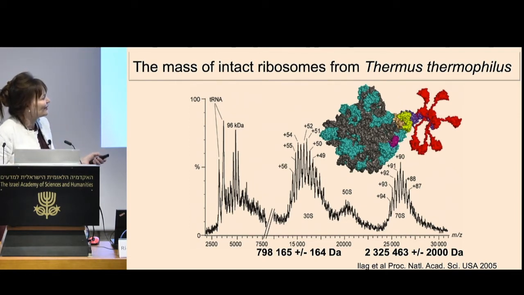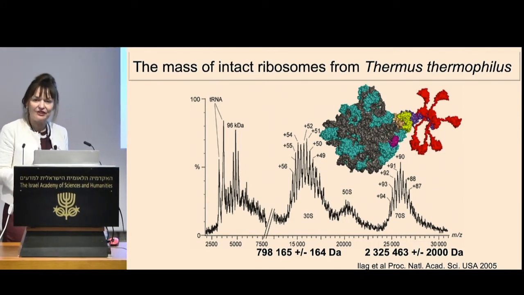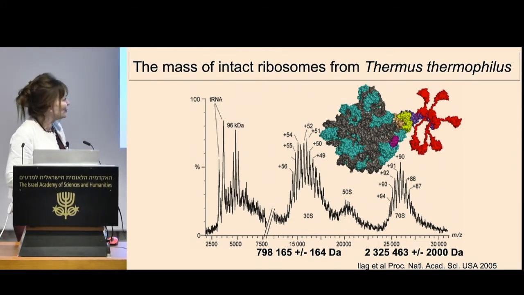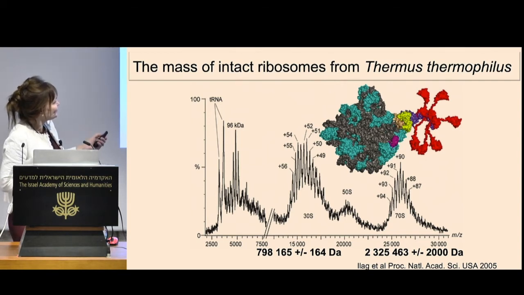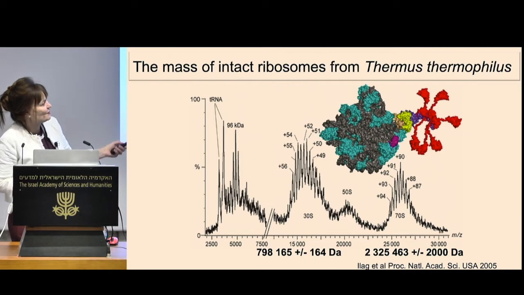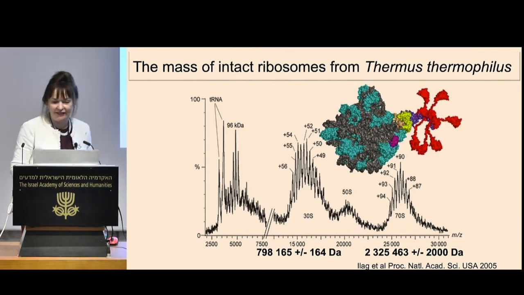I used to work out the chemical formula. This is really showing my pedigree: something of a mass of 2.3 million that we could measure, plus or minus 2,000. So I worked out all the carbon, hydrogen, and nitrogens at one stage. But you can't measure something of that size with sufficient accuracy, and that's an important point to make. And here's the 30S. This is the stalk, which comes off as an independent species, and this is the tRNA.